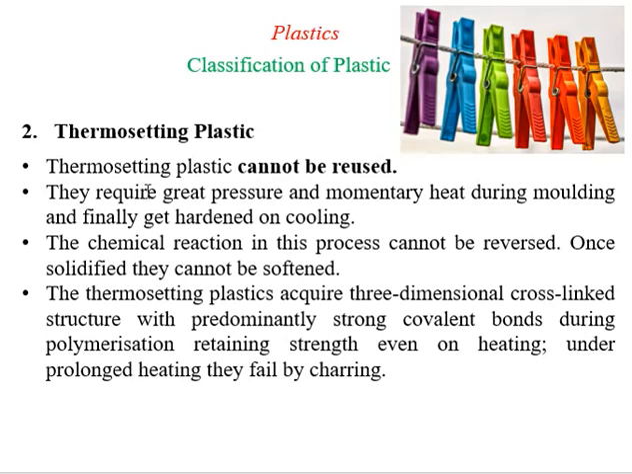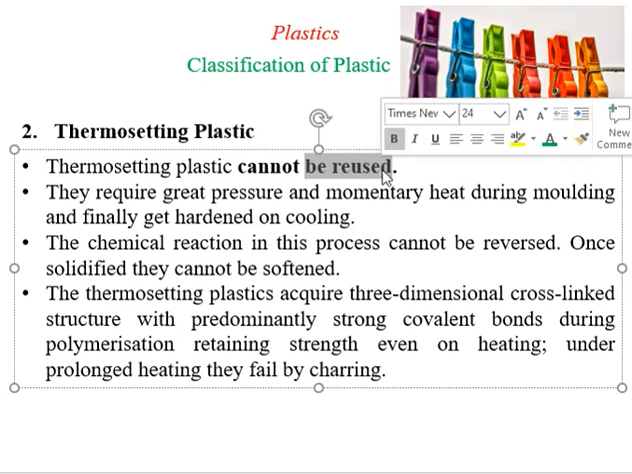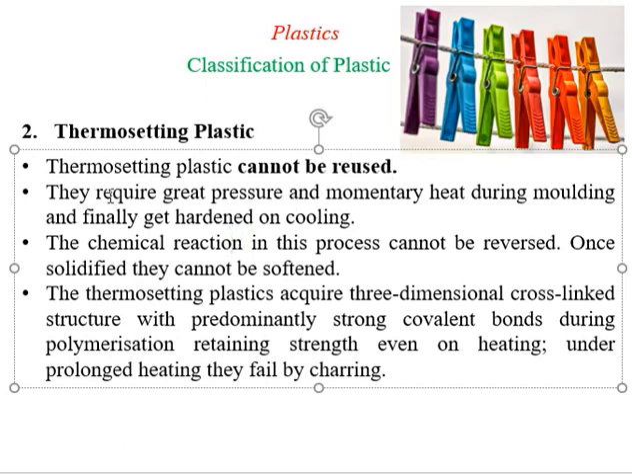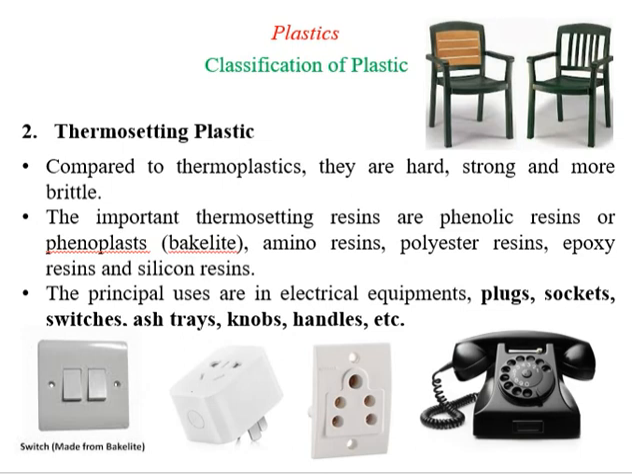Next, the thermosetting plastic. This is a plastic which can't be reused once it has been used. They require great pressure and heat for their molding process. The chemical reaction in this process cannot be reversed. Such type of plastic acquires a three-dimensional cross-link when we look into the molecular structure of the thermosetting plastic. So compared to the thermoplastic, they are hard, strong and more brittle.